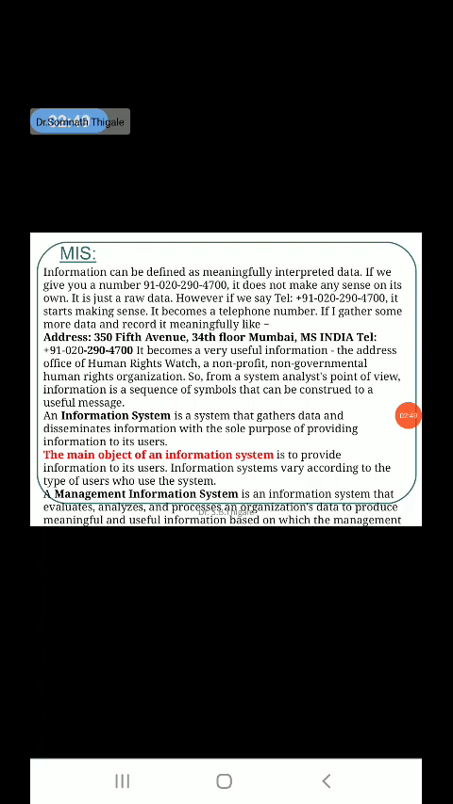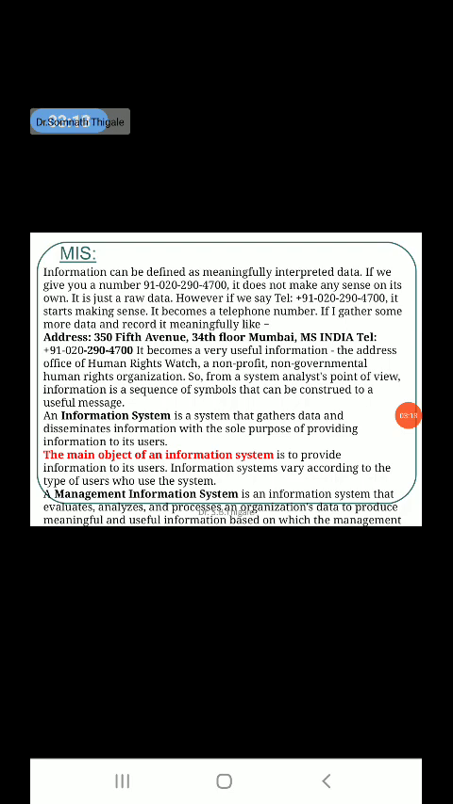Information can be defined as meaningfully interpreted data. Suppose I give you a number, just imagine I have given one number to you, that is 91,020,290,4700. You will look at the number and wonder whether it is a mobile number, a fax number, or a landline number of which city, and so on. It does not make any sense on its own. It is just raw data.